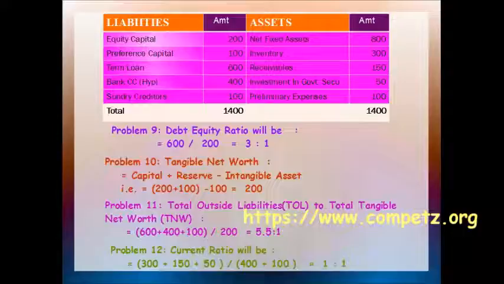Next comes your current ratio. In current ratio, I hope all of you know the formula to compute it. It's current assets divided by your current liabilities. So what are the current assets, friends, here? It's inventory, that is 300, receivables 150, investment in government securities 50. These are the three current assets. We will just add them. We will get 500, divided by your current liabilities, which are sundry creditors 100 and your bank cash credit hypothecation 400. 500 divided by 500 you will get as 1:1.